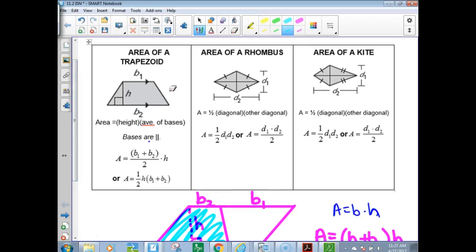Okay, so when you're doing a trapezoid, you're going to need to take the bases and add them. Basically, you're averaging the bases. I'm going to use this one where we add the bases first and then divide by 2. And then we're going to multiply by the height. Okay, that's how we're going to work it. Now, talking about rhombi and kites.